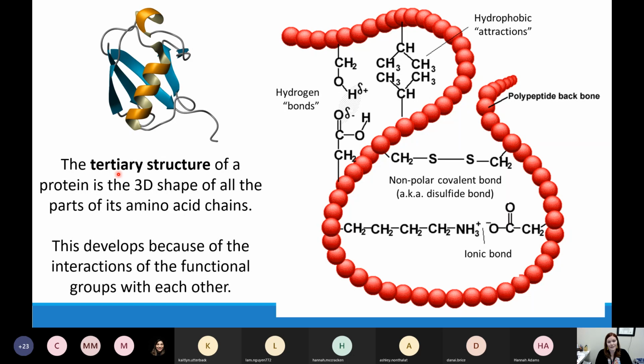I want to pause for a moment and give you a chance to ask any questions, or if you have any clarifying statements you want to make. Let me pause for a moment as we wrap up tertiary structure.